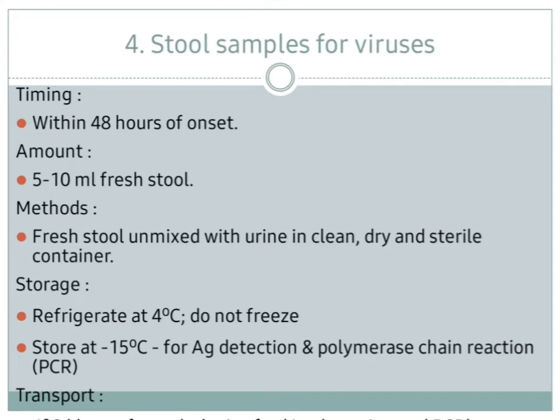For stool samples for viruses and stool samples for bacteria. For viruses, the timing should be within 48 hours of onset. The amount is 5 to 10 ml fresh stool, and the method: fresh stool that is unmixed with urine in clean, dry and sterile containers. You studied this in parasitology, the stool must not be mixed with urine in order to have the best result. Storage: refrigerate at 4 degrees centigrade and do not freeze. And if it is used for antigen detection and polymerase chain reaction, it should be stored at -15 degrees centigrade.